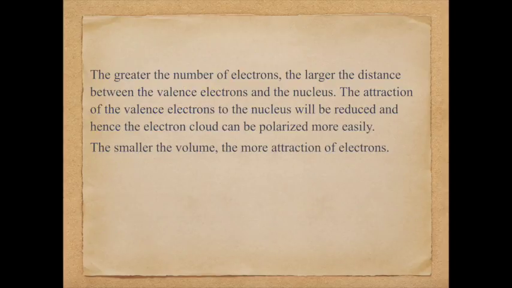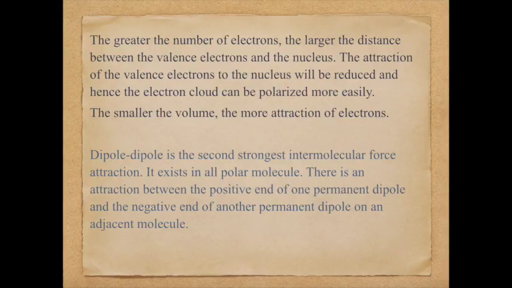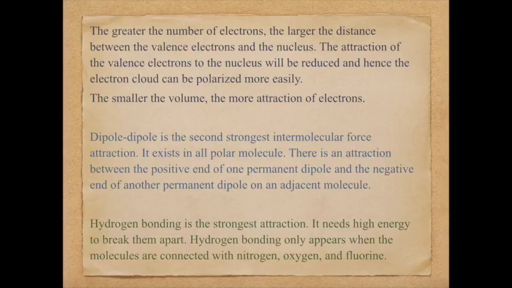The greater the number of electrons, the larger the distance between the valence electrons and the nucleus. The attraction of the valence electrons to the nucleus will be reduced, and hence the electron cloud can be polarized more easily. The smaller the volume, the more attraction of the electrons. Dipole-dipole is the second strongest intermolecular force attraction. It exists in all polar molecules. There is an attraction between the positive end of one permanent dipole and the negative end of another permanent dipole on an adjacent molecule. Hydrogen bonding is the strongest attraction. It needs high energy to break them apart. Hydrogen bonding only appears when hydrogen is connected with nitrogen, oxygen, and fluorine.